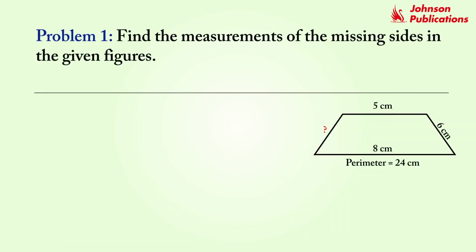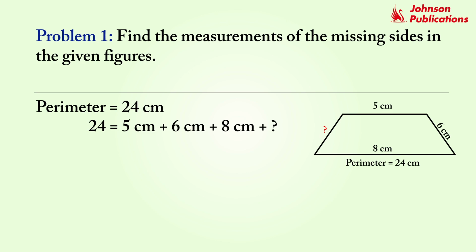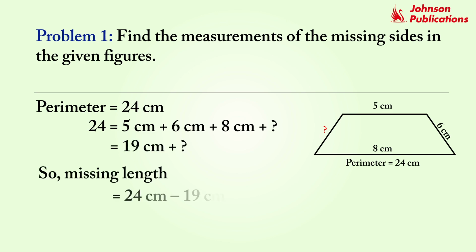Find the measurements of the missing side in the given figure. The perimeter of the figure is given. To find the missing side, add the other lengths and subtract the total from the perimeter. The answer is 5 centimeters.